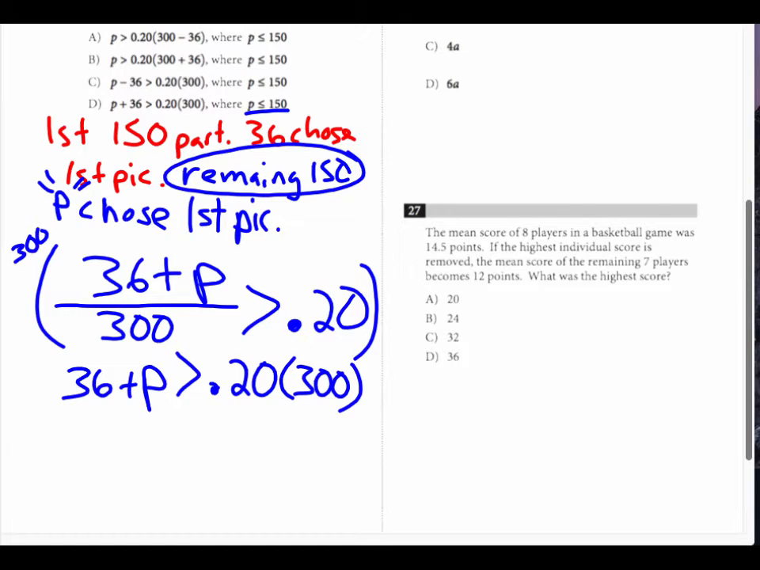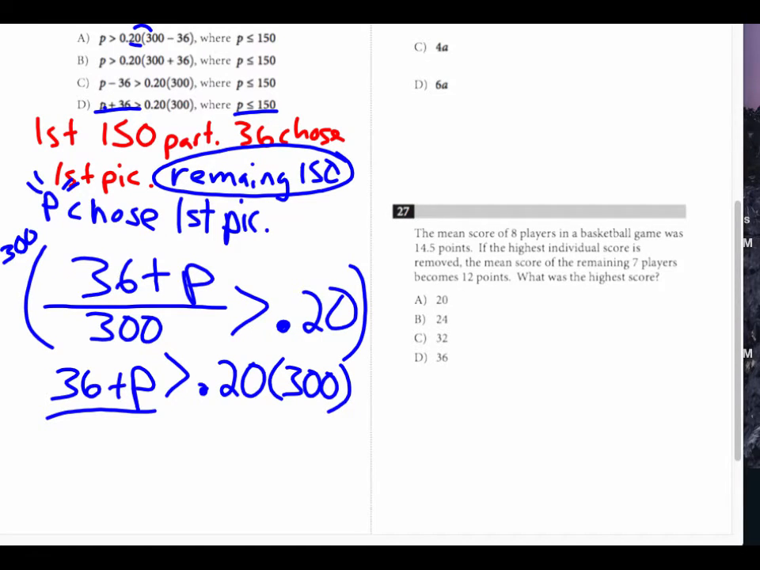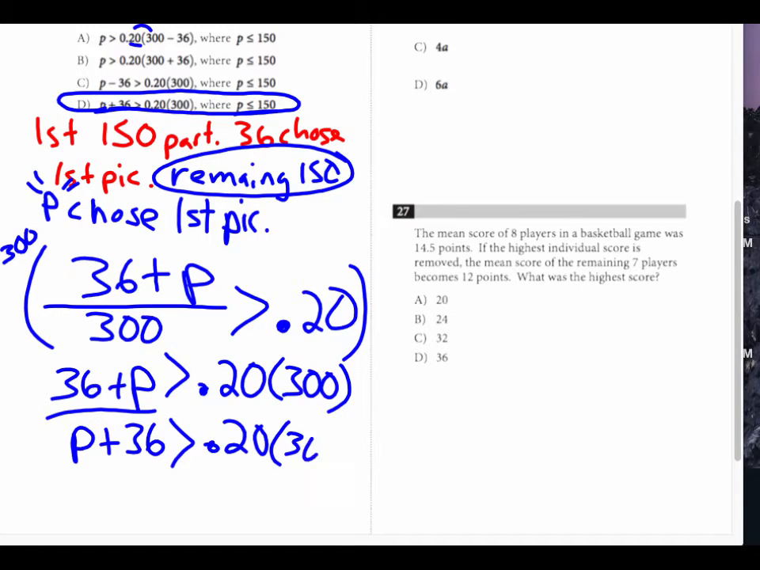Isn't that actually D? Except they wrote P plus 36. I have 36 plus P. It's the same thing though. No, it's not. This is not the same. Here, you've got to distribute that through the parentheses and multiply it. Oh, okay. So the answer is actually D, right? Because I could rearrange this and say P plus 36. That's just the commutative property of addition. You guys remember that, right? Okay. So it's actually D.